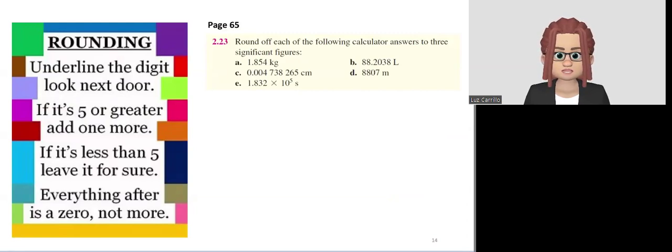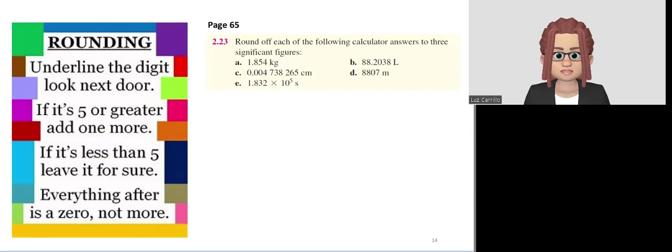Next topic that we're going to talk about is rounding. Rounding is something that we must do at times when we're doing measurements, but understand that when it comes to rounding, and these numbers may be after we do calculations with our calculator, we may have to round to a specific number of sig figs.